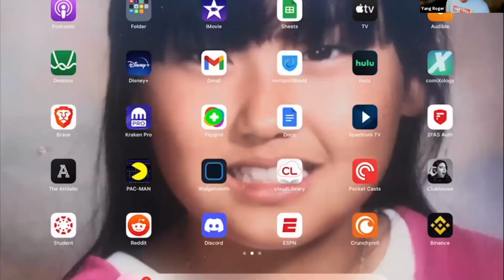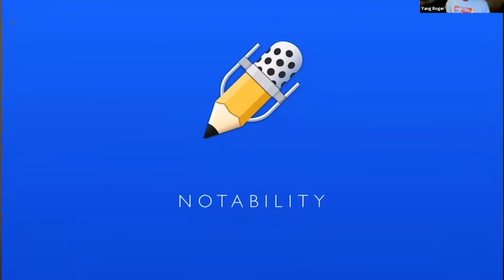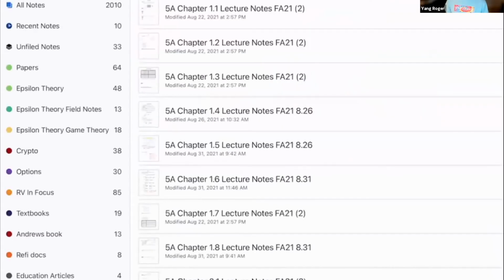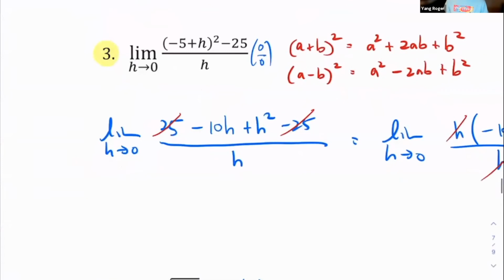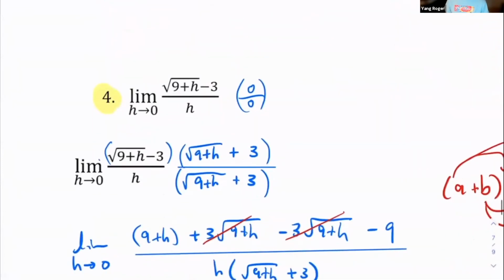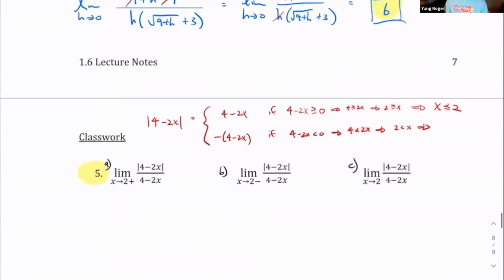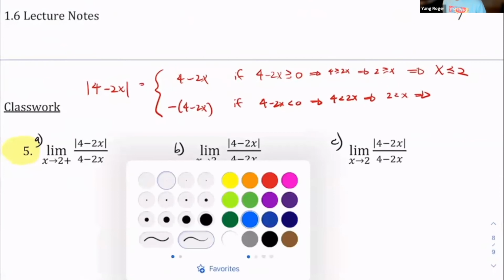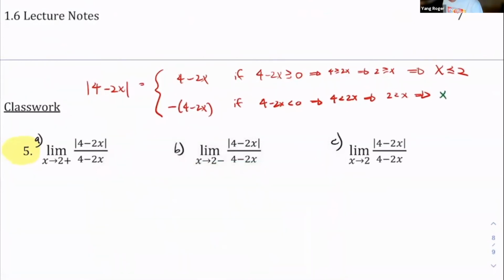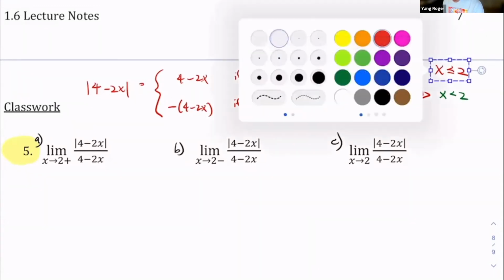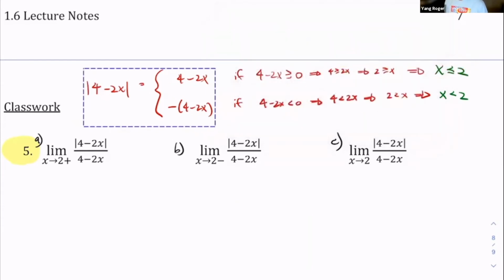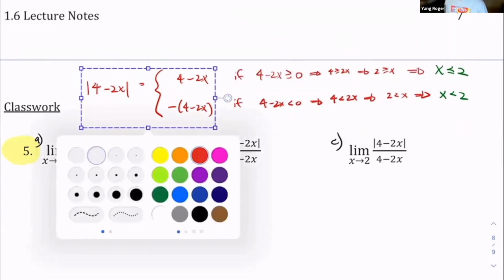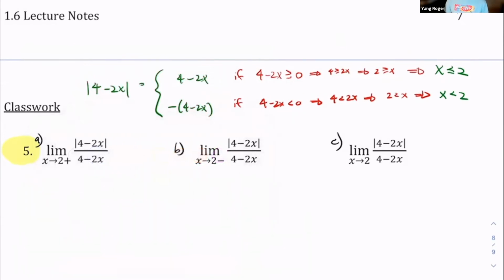So let's do this. Whoa. What? It's okay. X minus x less than 2. Green. Green. Okay.